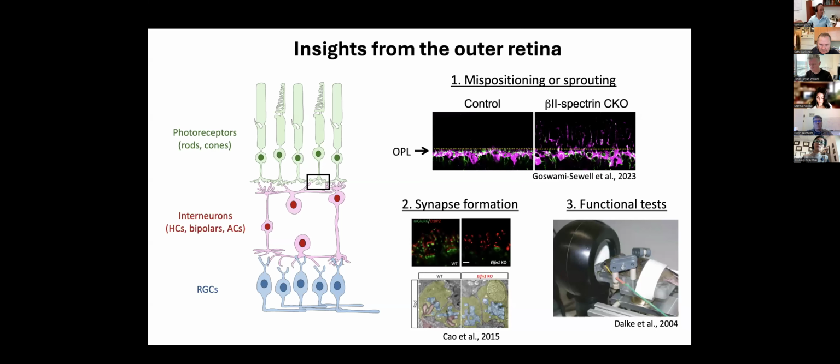And also in the outer retina, we have different functional in vivo tests that we can use. This one is ERGs. We can measure responses from the photoreceptors, and we can measure their downstream bipolar responses as well. So we have all these different techniques that allow us to screen for wiring defects in the outer retina.